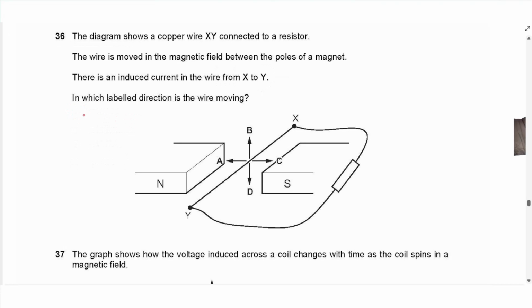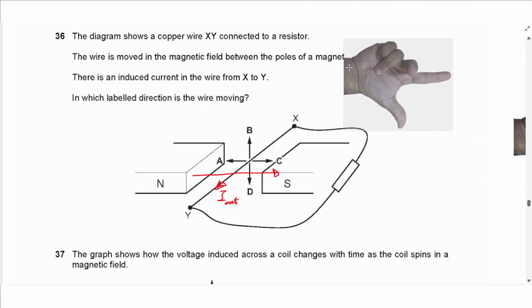Question 36 says the diagram shows a copper wire XY connected to a resistor. The wire is moved in the magnetic field between the poles of a magnet. There is an induced current from X to Y, so this is out of the page. The current here is out of the page, and the magnetic field is to the right. In which label direction is the wire moving?